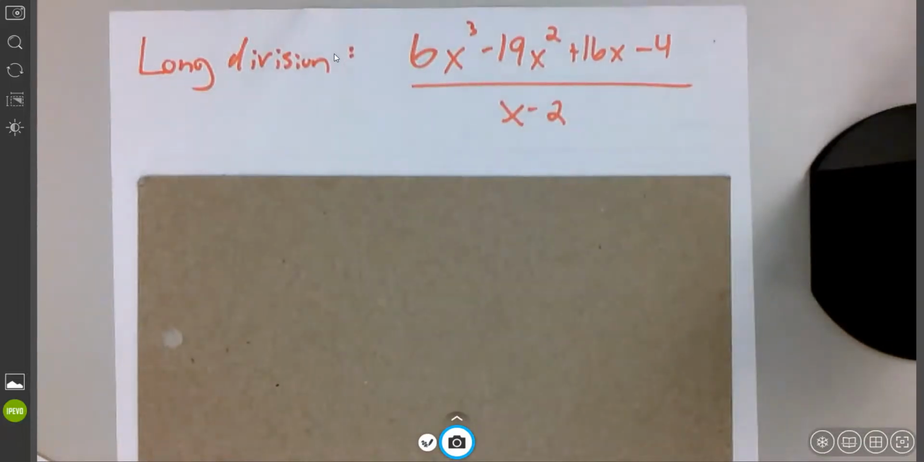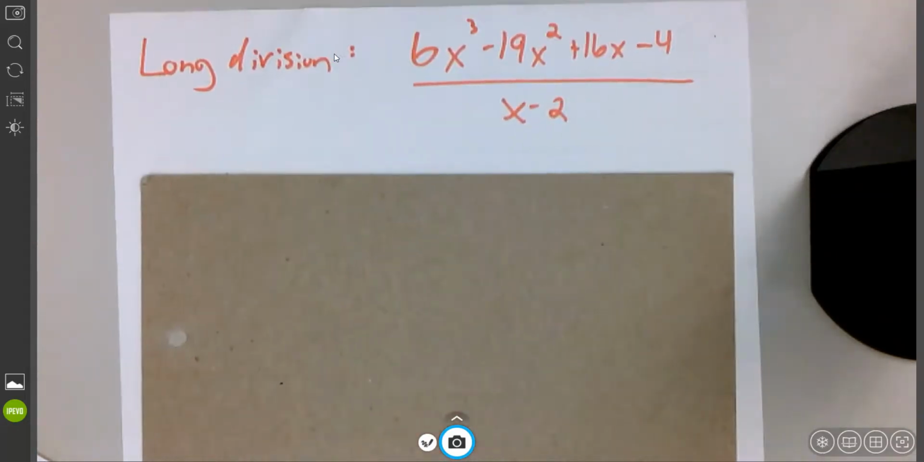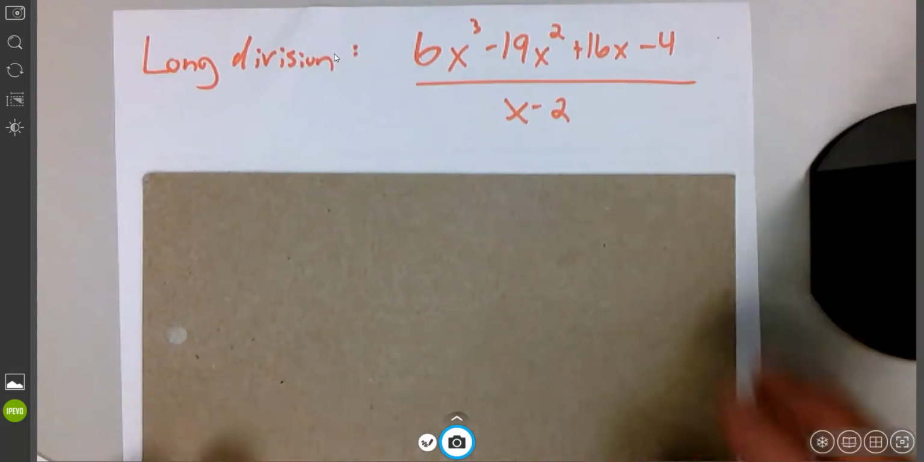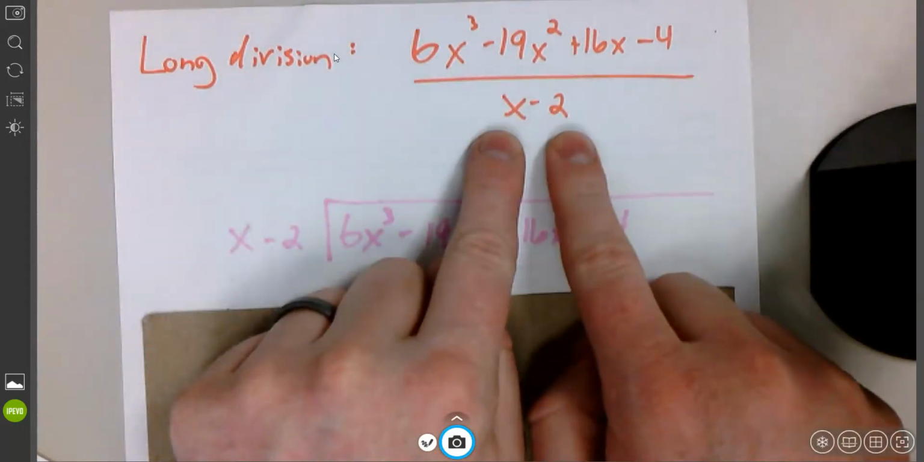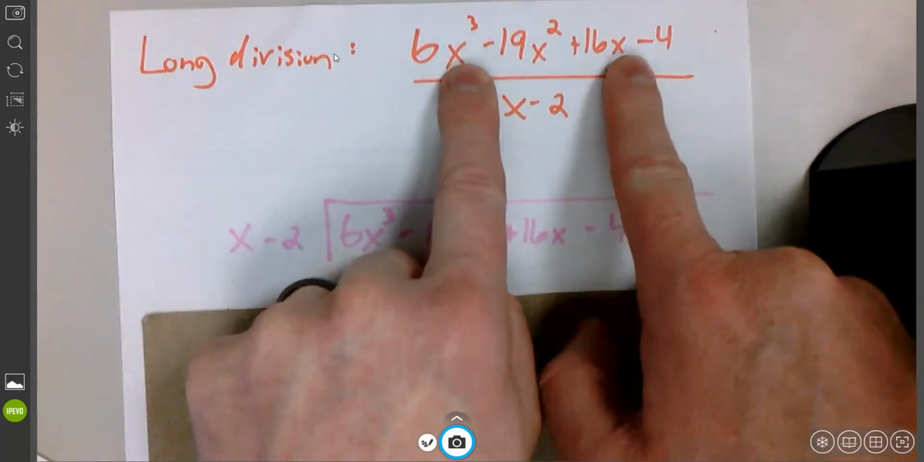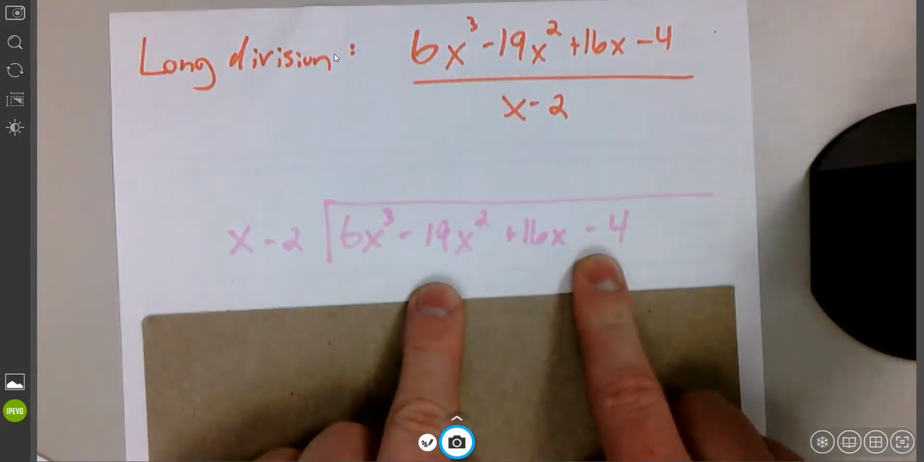The next one is called using long division. It's been a while, but prepare to have your memories jogged for you. So long division, I'm dividing this polynomial divided by this little binomial, but also a polynomial. We have what's called the divisor and the dividend. What I'm dividing by is the divisor. What's inside the box, I'm taking this and I'm dividing it by x minus 2. What's inside there is called the dividend.